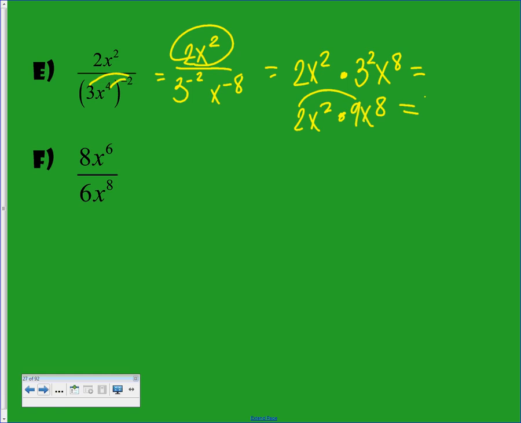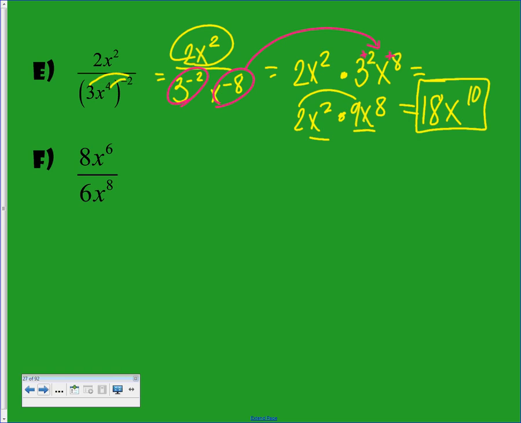Numbers are just numbers, so 9 times 2 is 18. I have two of the same base, so that means I add the exponents, so my final answer would be 18x to the 10th. So the tricky part about that was that very first step, and if you're not sure, just leave it as a negative exponent and then move it to the opposite side of the fraction to get rid of the negatives. So again, these parts were negative, and they moved up here, and then they were positive.